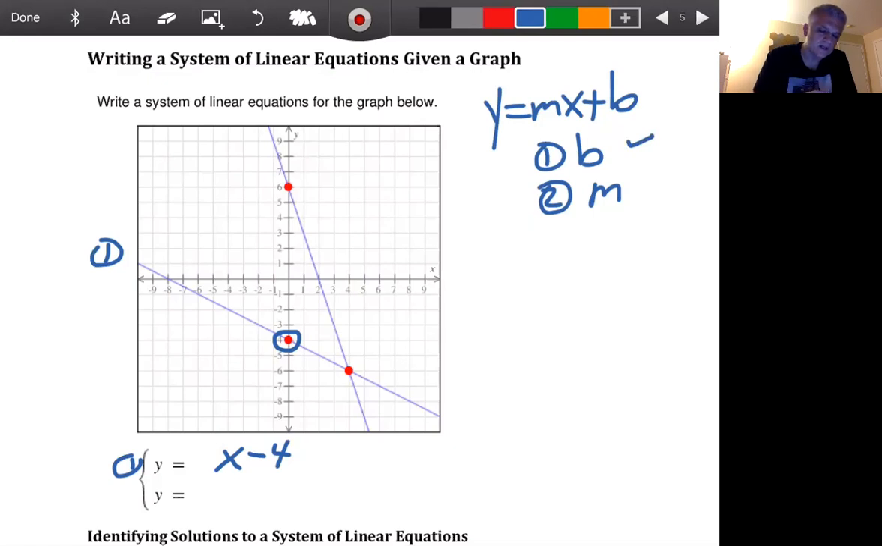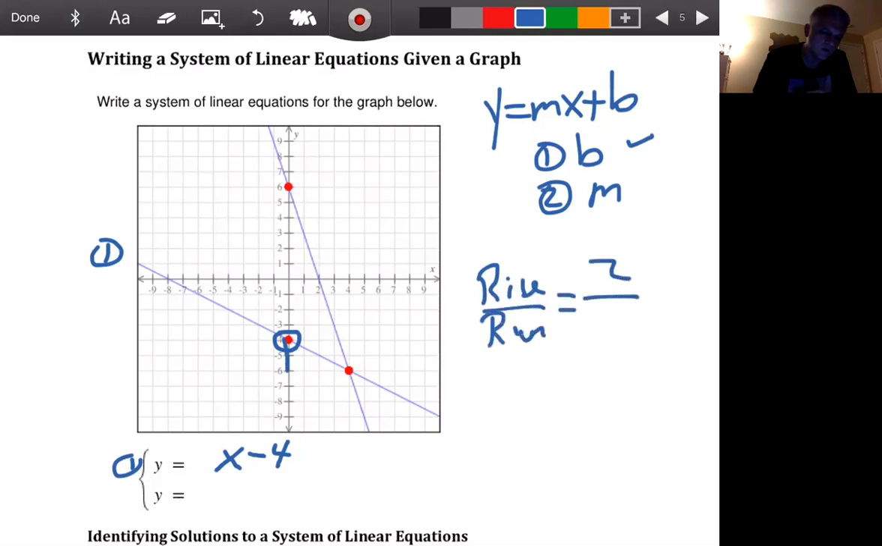Step 2, what's the m? Okay, start at either one of these points. I'll start at the one that I just circled, and I'm going to rise and run to get to the other point that's right on the grid that they've given us. So I'm going to rise 2. So rise, over run, 2, 1, 2, 3, 4. 4.